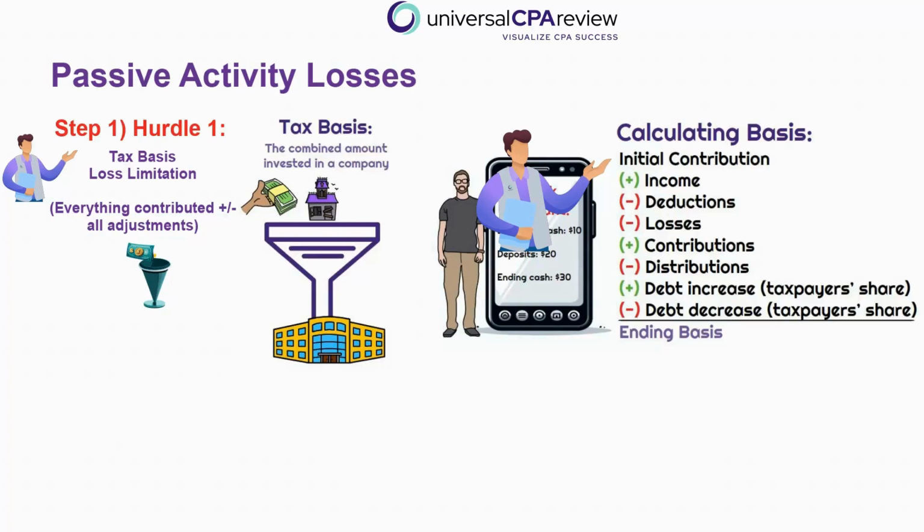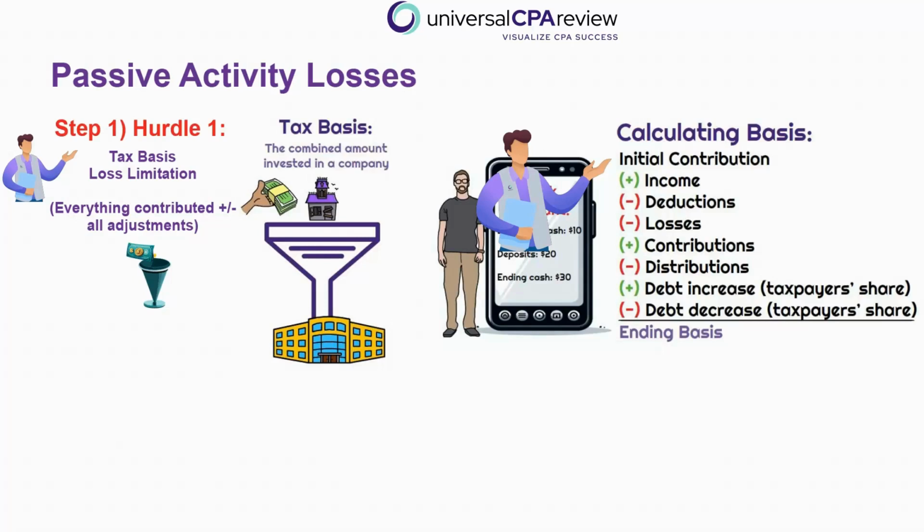It's going to increase when there's income, reduced for deductions, reduced for losses, increased for additional contributions, decreased when there are distributions, and it's going to increase when debt increases, right? Cash is coming in, and will be decreased when debt decreases, right? That's going to be when the cash is going out the door, right?